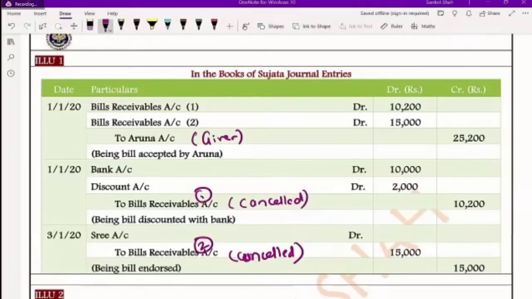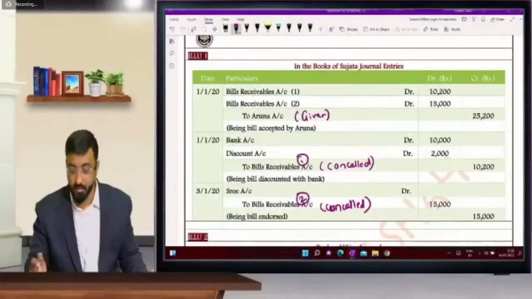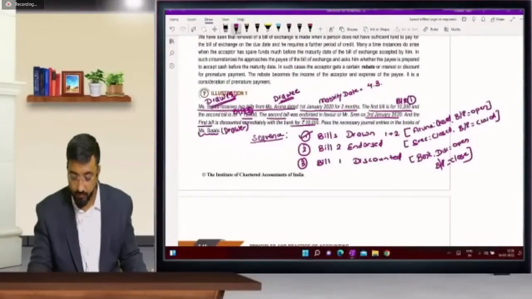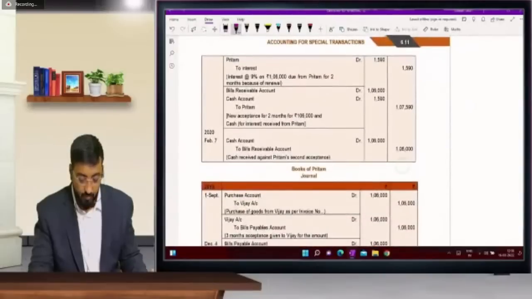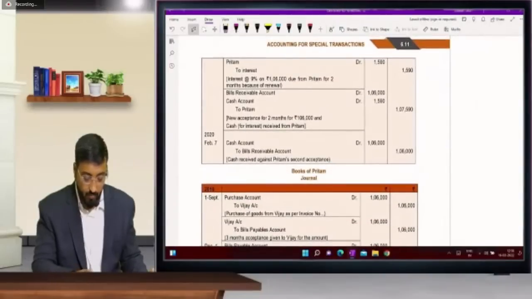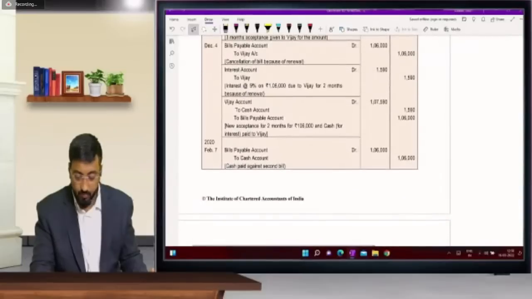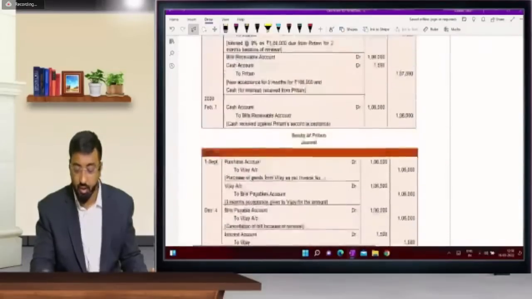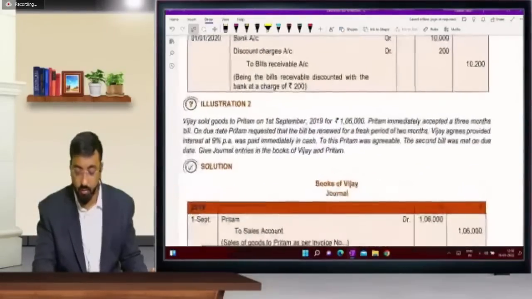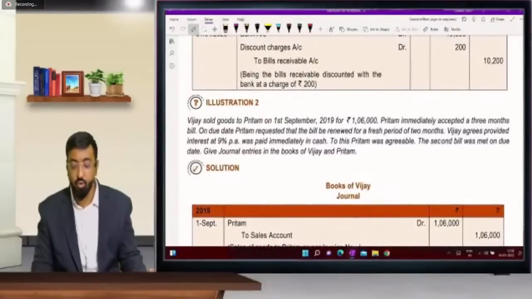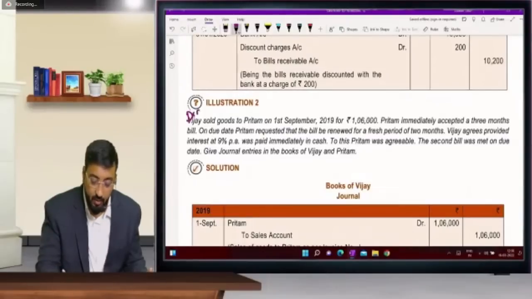Chalo. Next question. I hope you are clear with this. Next question, beta. Illustration 2. Vijay sold goods to Pritam. So Vijay is a drawer, seller, and Pritam is buyer. So now he is drawee.